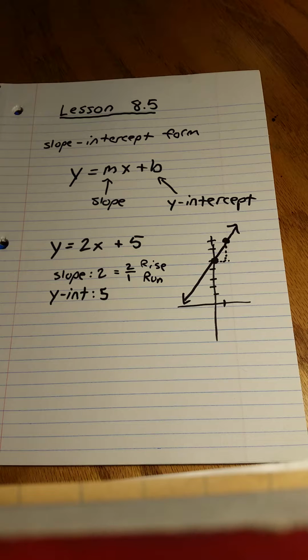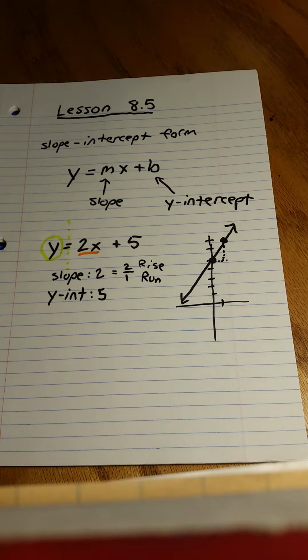Slope-intercept form always has the y alone, it has an x term, and it has a constant term. Notice the x term goes before the constant term, and that the slope comes from the x term and the y-intercept comes from the constant term.